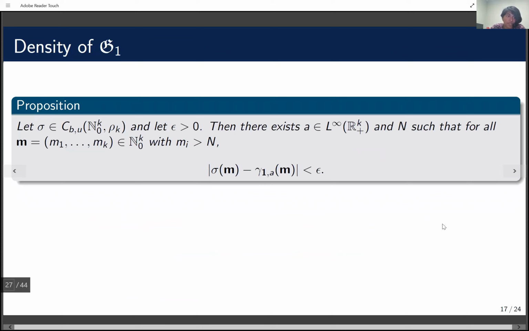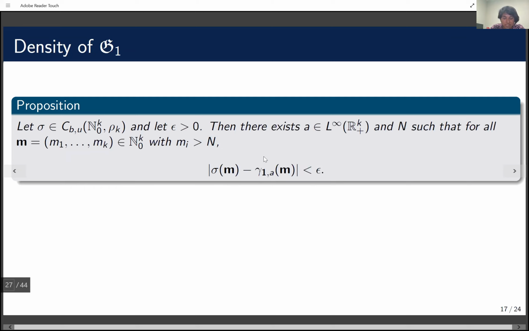Okay. Now, we start with this. Now we try to show the density of G1 in CBU, and we start with this proposition. So if sigma is in CBU, and if epsilon is greater than 0, there exists a symbol a and n such that for all m in N naught^k with all the mi's greater than n, the subnorm of sigma(m) minus gamma 1 a(m) is less than epsilon.